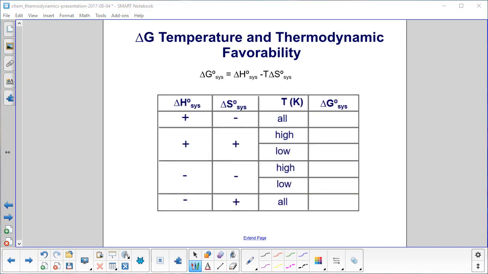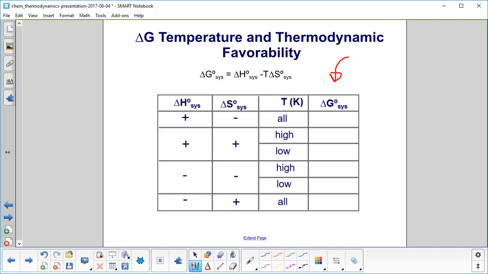So here's the chart we want you to fill out. You want to calculate the change in Gibbs free energy, and by calculate we just mean plus or minus, okay? So you start, pause the video if you'd like, and come back, we'll give the answers.